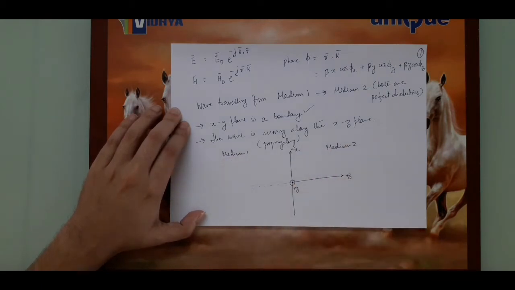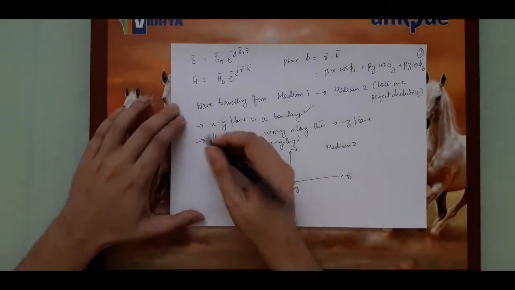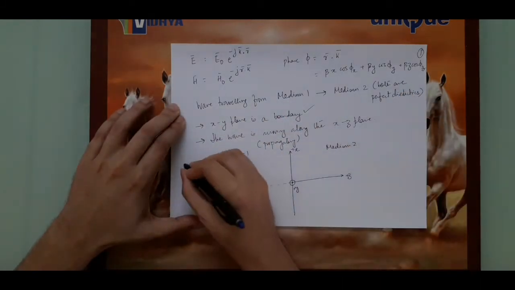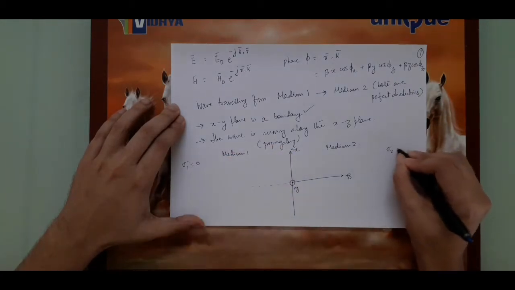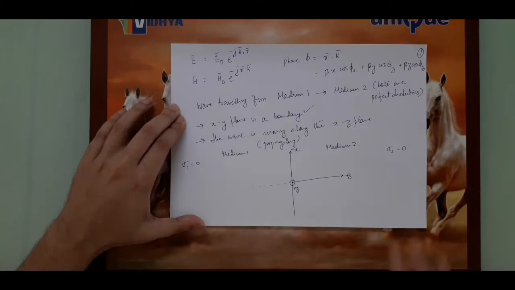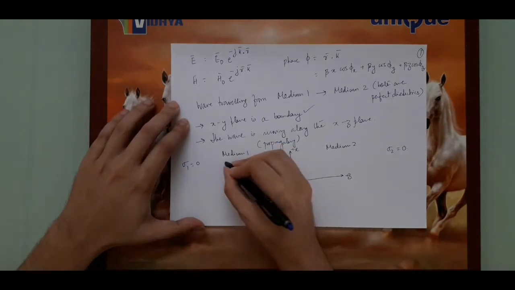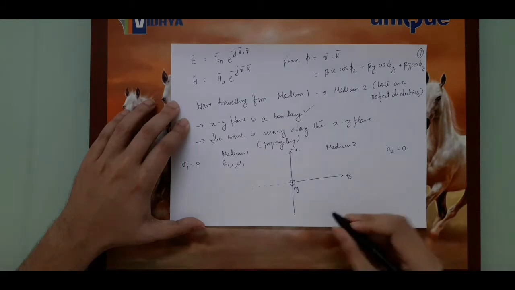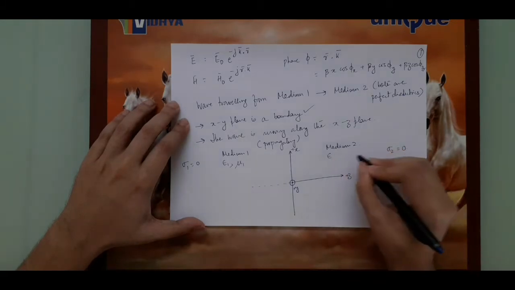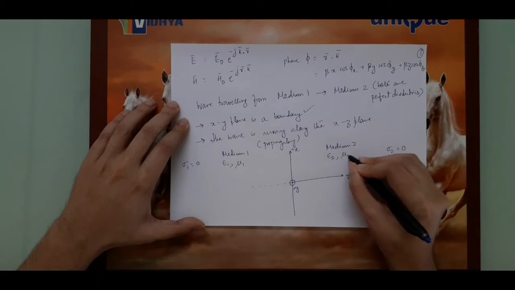Now what are the characteristic properties of medium 1 and medium 2? So if both are dielectrics, that means sigma in medium 1 is 0. Likewise, sigma in medium 2 is 0. There is absolutely no conductive element. Likewise, we can say that let the medium have some permittivity epsilon 1 and some permeability mu 1. Here also I can define the permittivity to be epsilon 2 and the permeability to be mu 2.